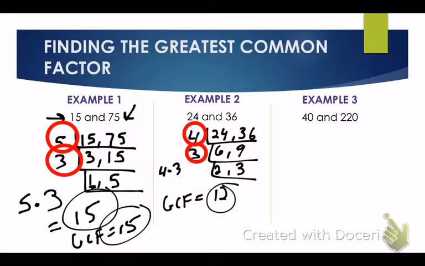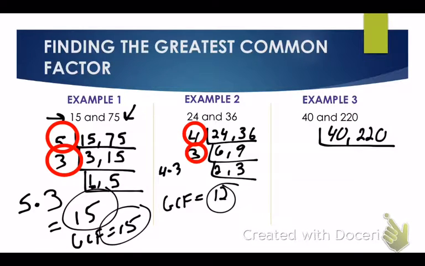And honestly, listing out all the factors for 220 would be absolutely ridiculous. So, this is why we use the birthday cake. So let's go ahead and start. We've got 40, and we're going to go ahead and put 220.